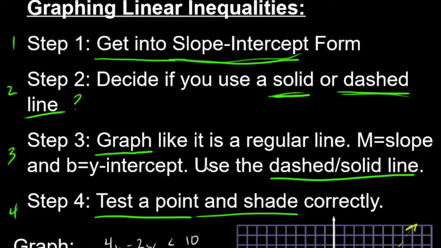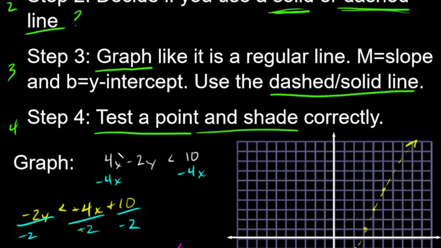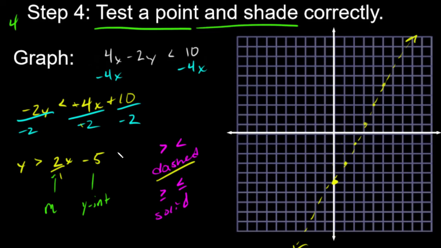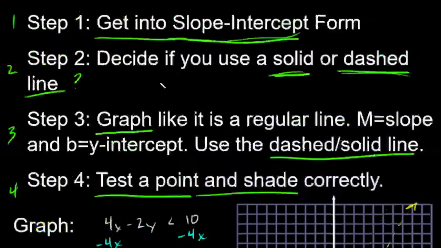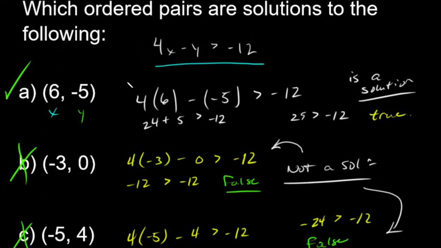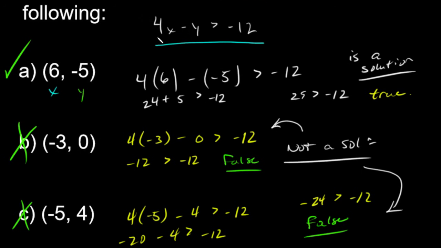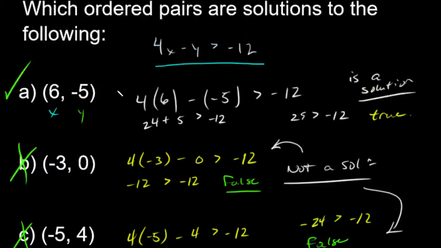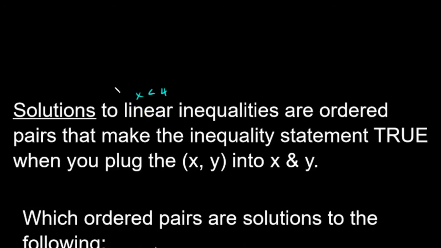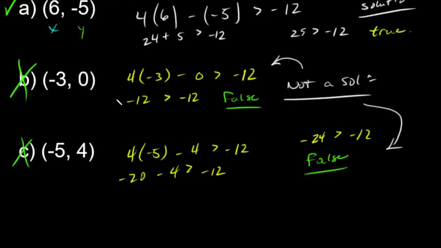Very good. So step 3 is completed. Now step 4, test a point and shade correctly. Now remember back up here, we had different ordered pairs that were solutions or were not solutions. And back up here, I talked about how there's an infinite number of solutions for inequalities.